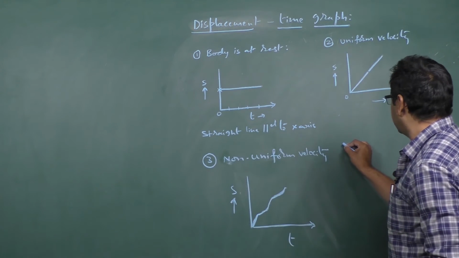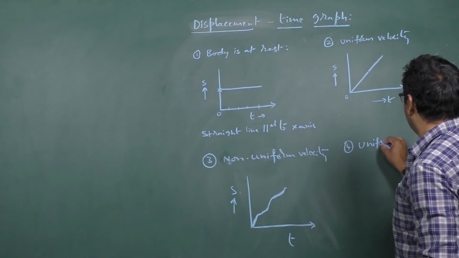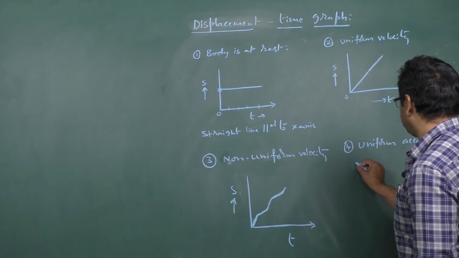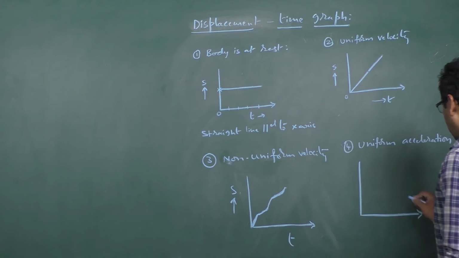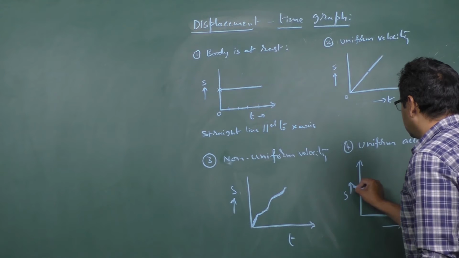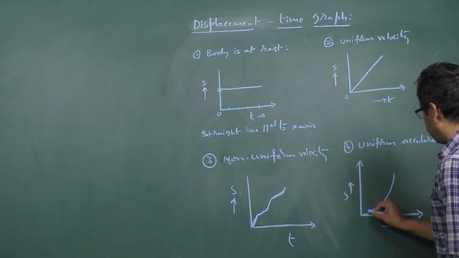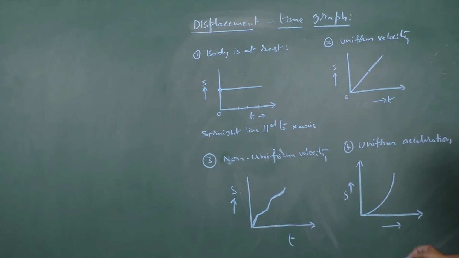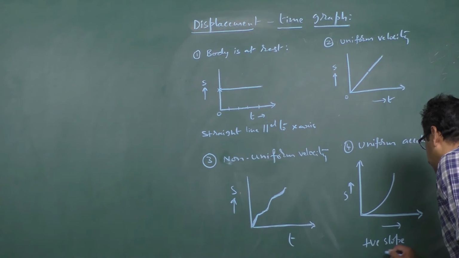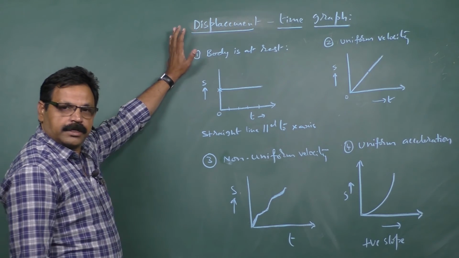The fourth case we'll look at is uniform acceleration. In such a case, time is on the x-axis and displacement is on the y-axis. It is going to be with an increasing slope, a positive slope. The graph is going to be a curve like this with positive slope. This is for acceleration.